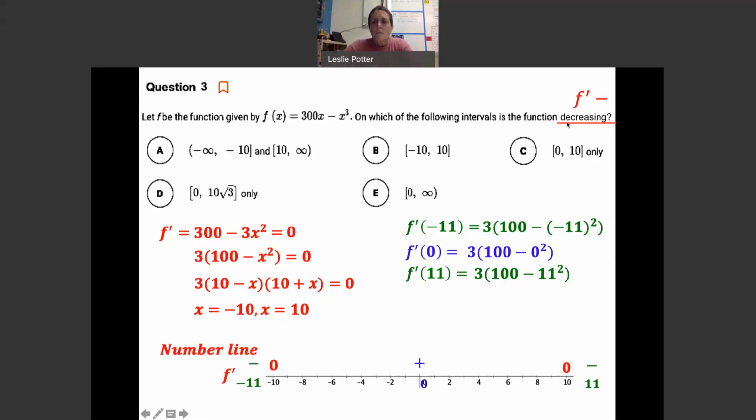All right, so decreasing. We're looking for our negative derivative, so it's out here and out here, which means it's going to be from -infinity to -10 and 10 to +infinity. Those are our locations for decreasing functions, decreasing intervals, excuse me.